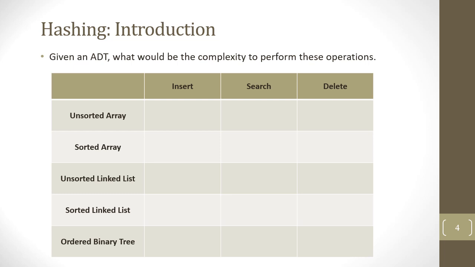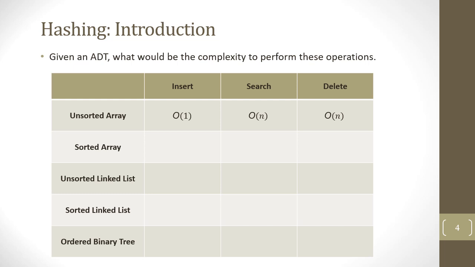In an unsorted array, the insert operation will take constant time as we can place that element at the end of the array. The search operation in an unsorted array will take at most n operations as we will have to perform linear search. And similarly, the delete operation in an unsorted array will take at most n operations, as in the worst case, all elements may have to be moved.